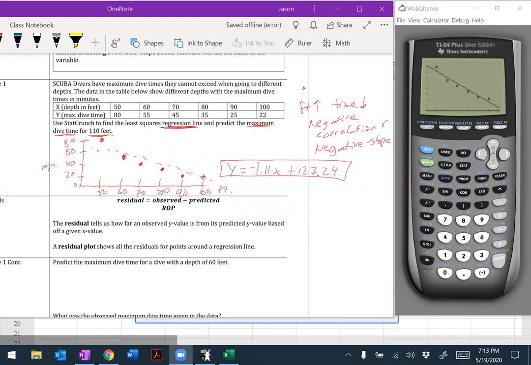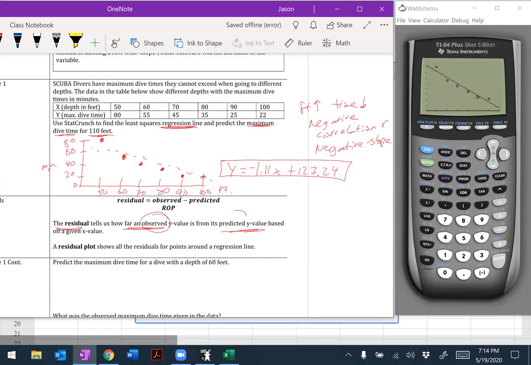Okay, so let's talk about the residuals. What does the residual mean? Well, the residual is how far away these points are from the line of best fit. The line of best fit best fits the data, but there still are differences between the points and the line. The residual tells us how far an observed y value is from the predicted y value.